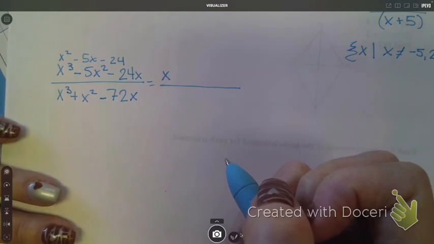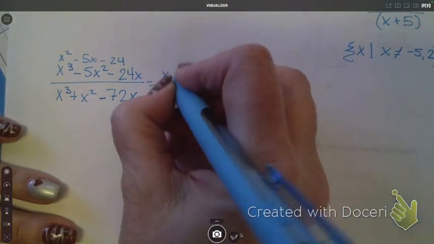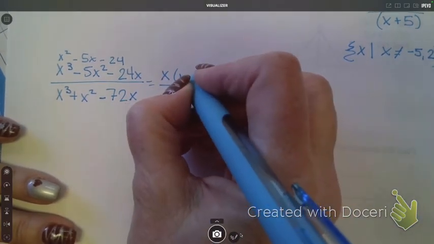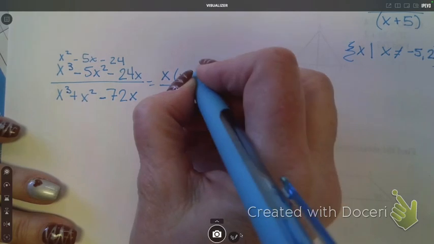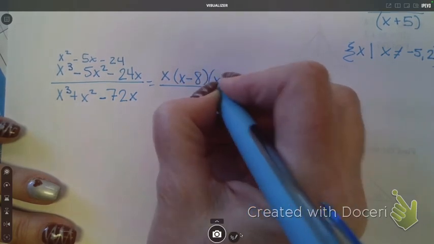8 and 3. Yeah, what do you say? So x minus 8 and x plus 3.